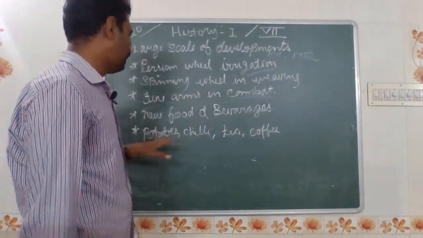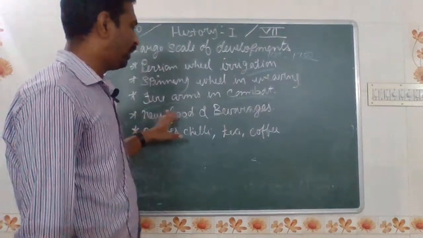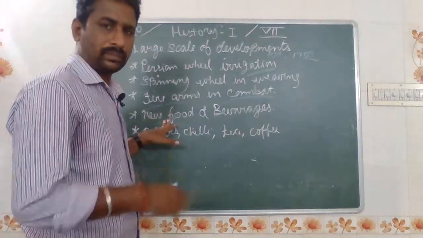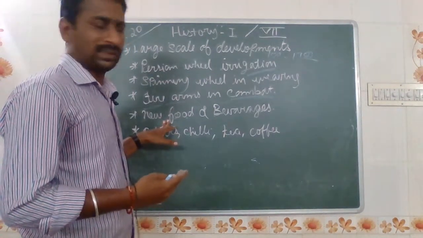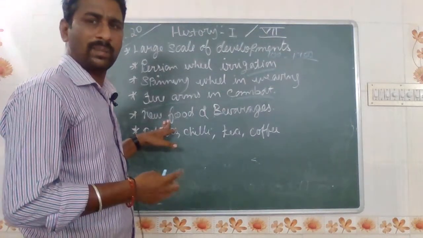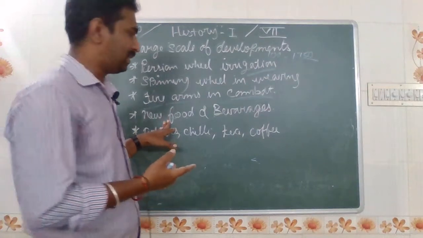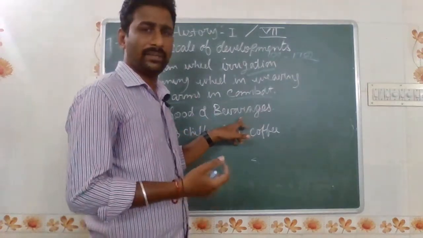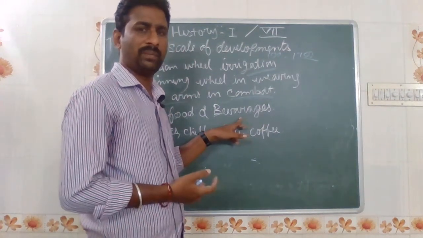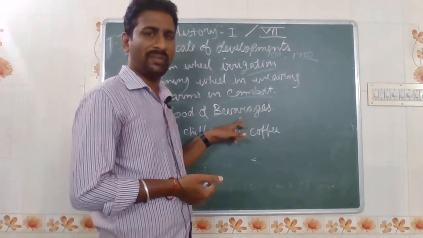New food and beverages. Whenever the latest inventions came out, all those new food and beverages came into existence. New food means the way of making our food. For instance, we use so many food items nowadays, but these food items were not available in those days, because their food items and beverages were very different. Beverages means the things which we drink, like tea and coffee. Nowadays we use different styles of beverages, and in those days they used different styles of beverages.